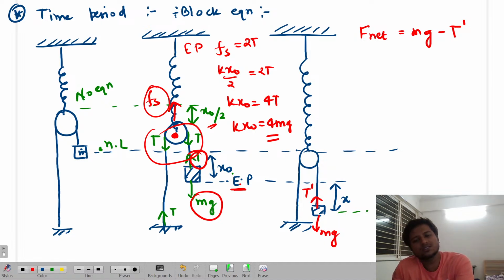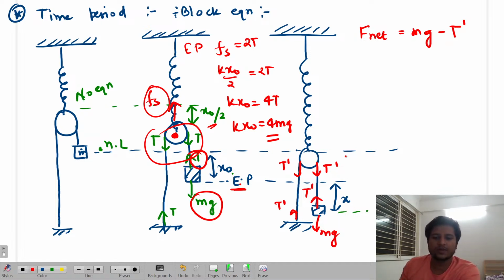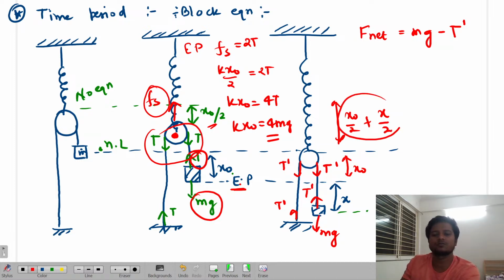This T dash is a new tension or not? It is. So there, because upward is a spring force attached. Spring is there. Okay. So this is, let's suppose T dash. This is also T dash. This is also how much? T dash. But if it is displaced by x, equilibrium point was displaced by x naught. So total displacement in the spring will be x naught by 2 plus x by 2.